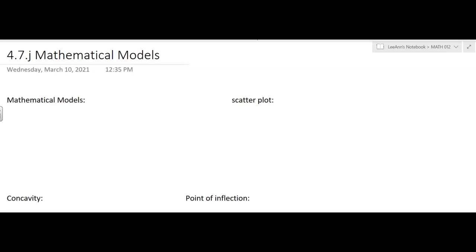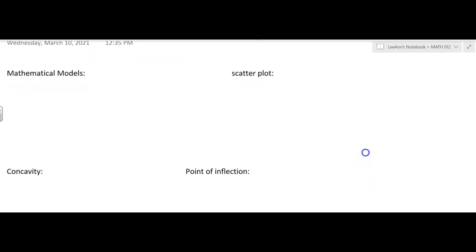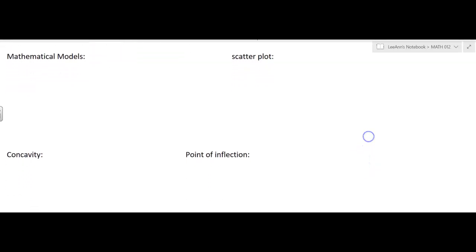So where do the models come from? And that's what we're looking at here. How do we know what type of model it's going to be? Is it going to be a linear model or an exponential model or a logarithmic model? So here's what they do.